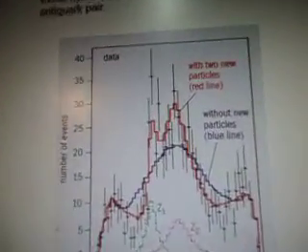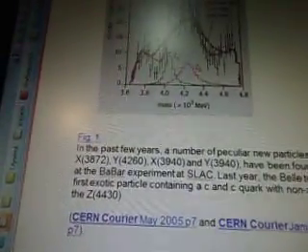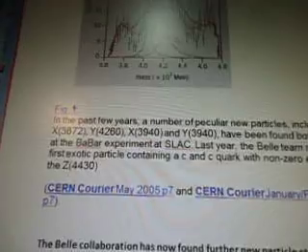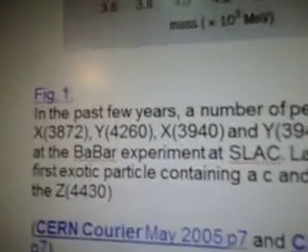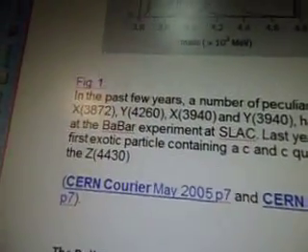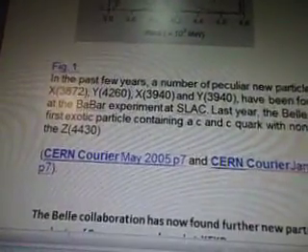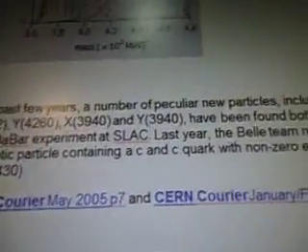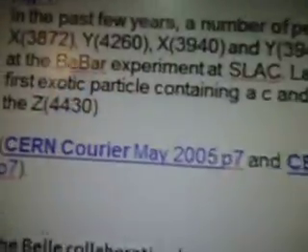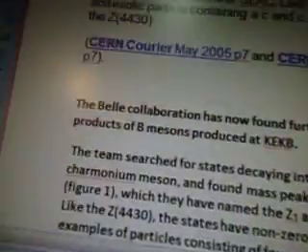So we have 2 new particles with the red line and without the new particles, the blue line. Okay? Figure 1. In the past few years, a number of peculiar new particles, including the X3, there's different numbers for them. This is peculiar. They have been found both at Belle and at the BaBar experiment at SLAC. So these are new particles that they found. Last year, the Belle team reported the first exotic particles containing a c and c-bar quark with non-zero electric charge, Z. Again, that's in the Courier. It was posted 2005 and February 2008 on page 7.